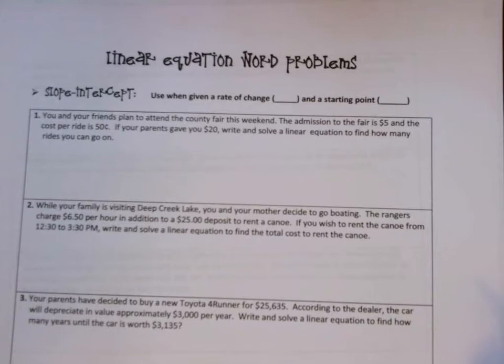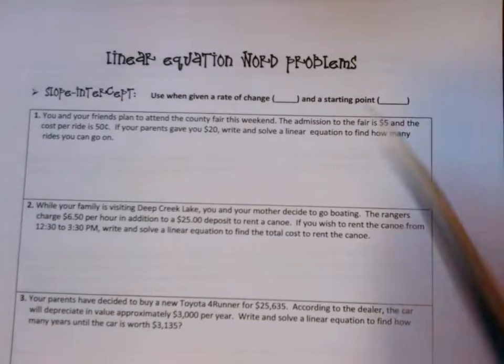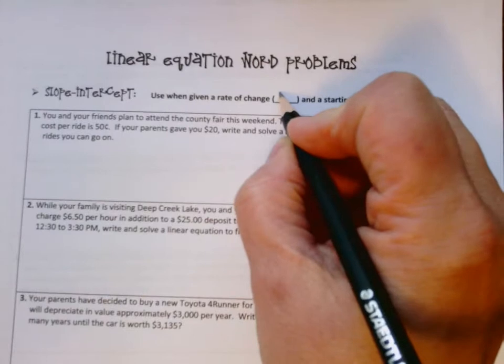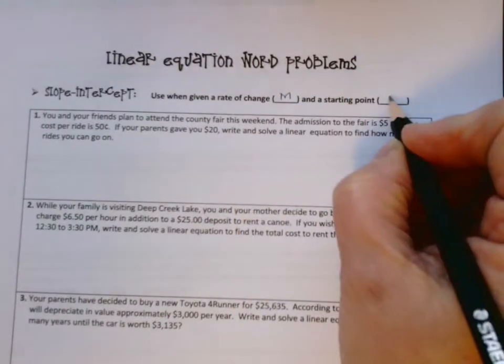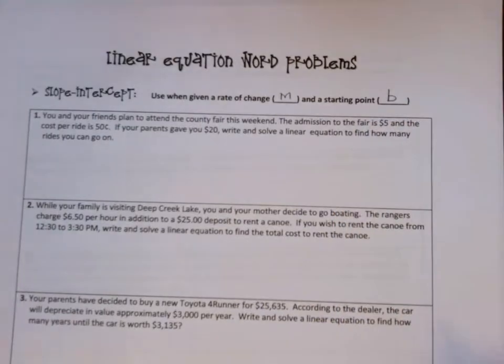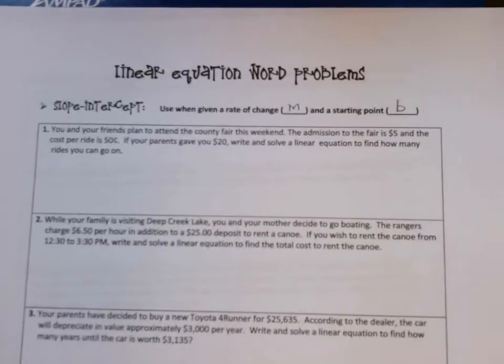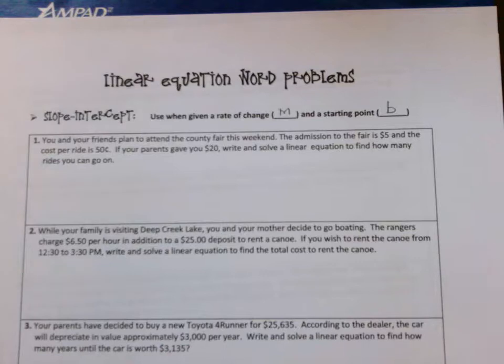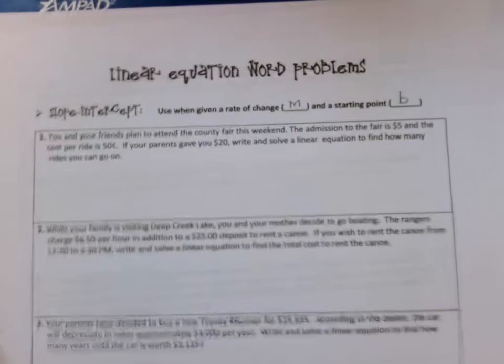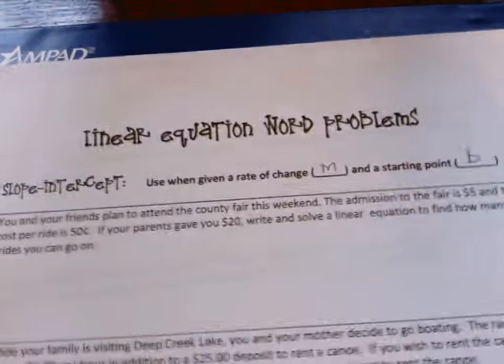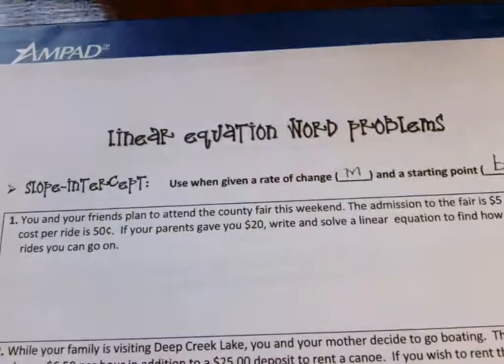So we always use slope-intercept form when the word problem gives us a rate of change, which is slope, or m, and a starting point, which is our y-intercept that we've been calling b. So in the first problem, and let's see if I can focus this just a little bit better. Let's zoom way in. There, that's much better.